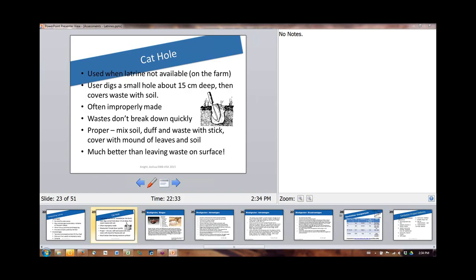Usually they're improperly made. People don't dig them deep enough. They don't properly cover them. It's good to actually mix the soil and the excrement with a stick, cover it with a mound of leaves and soil, and even put that stick right straight into the mound so people know, oh, what's this funny stick doing there? Maybe that's someone's cat hole. I shouldn't walk on that.